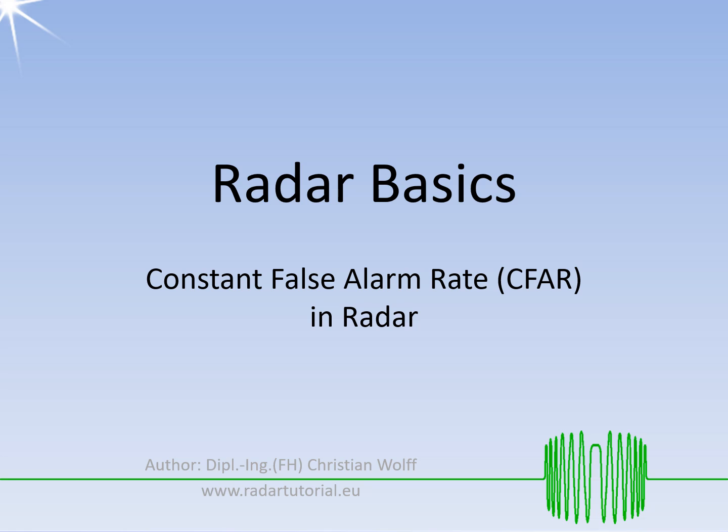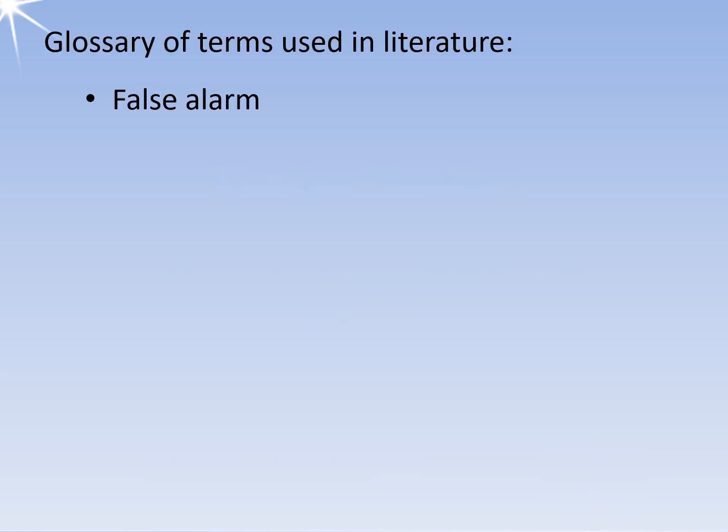This video describes the circuit used in radar sets for a constant false alarm rate. A false alarm in radar signal processing occurs when a decision is made to declare a fixed target or interference as a moving target. This results in a false target being displayed that does not actually exist.